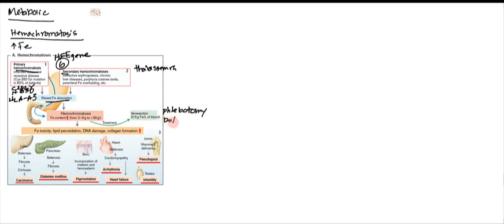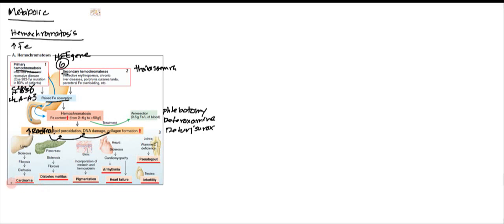Now you can also use deferoxamine or deferasirox as well. So now, what are the clinical manifestations of this? Well, when you get iron toxicity, this leads to increased free radicals. The free radicals will cause lipid peroxidation, it can cause DNA damage, and it can even stimulate increased formation of collagen directly. So these are the three pathological causes that you have there.